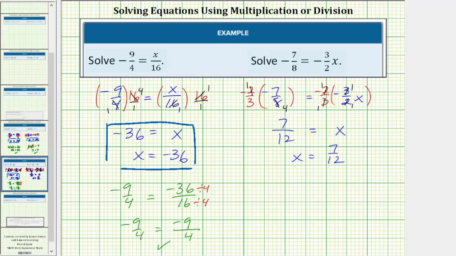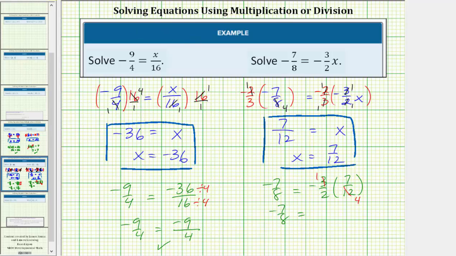Again, either is acceptable. Now let's check our solution by substituting 7/12 back into the original equation. Performing this substitution, we'd have negative 7/8 equals negative 3/2 times 7/12. On the left, we have negative 7/8. Let's simplify here before multiplying. 3 and 12 share a common factor of 3. There's 1 3 and 3, and 4 3s and 12.